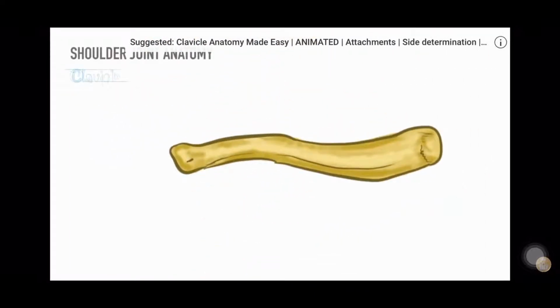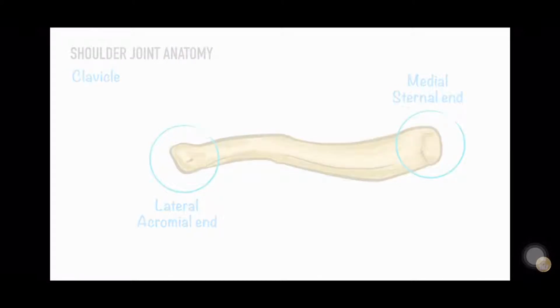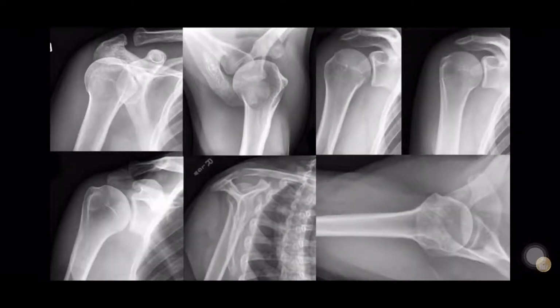The clavicle is an S-shaped bone that articulates with the acromion of the scapula laterally to form the acromioclavicular joint. Because of the complex osteology of this region, no single radiographic projection shows either the true shape or the true position of any of the bones of the shoulder girdle. A shoulder radiograph series may be needed for evaluation of arthritis, trauma, instability, or impingement.